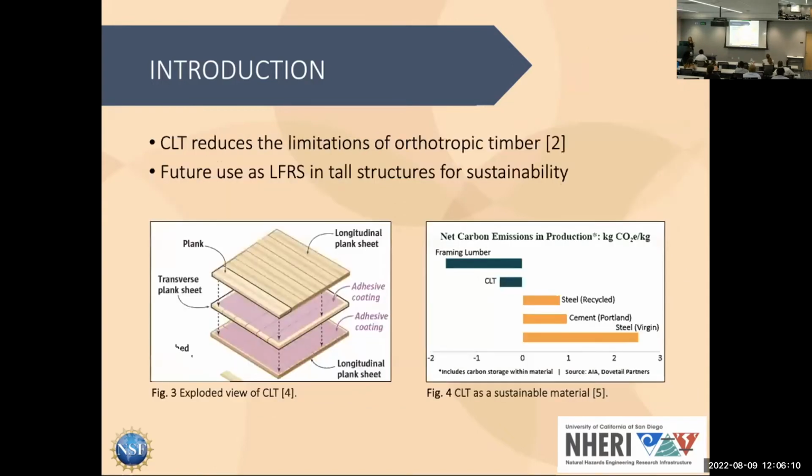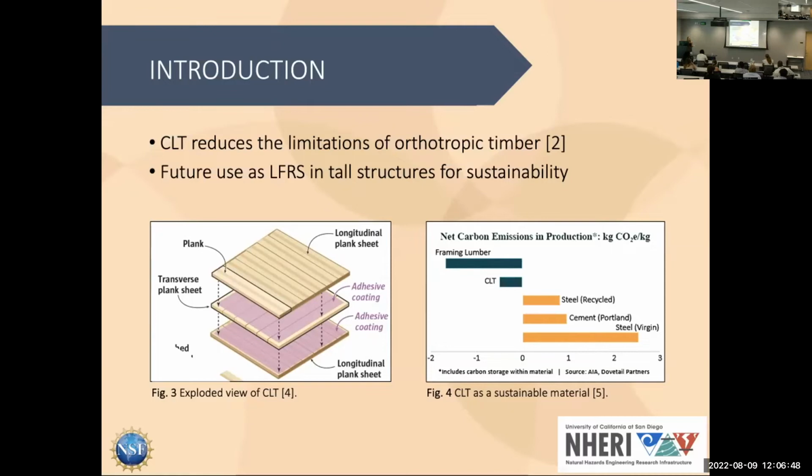The reason it's good is that normal timber has grains that go in one direction, which makes it a lot stronger in one direction than the other. Cross-laminated timber reduces that limitation by placing panels in both directions, so now you have strength in both ways. You can see in figure 3, you lay panels of 2x4s or 2x6s next to each other in a row, then apply a layer of adhesive above that, and keep doing the same thing.